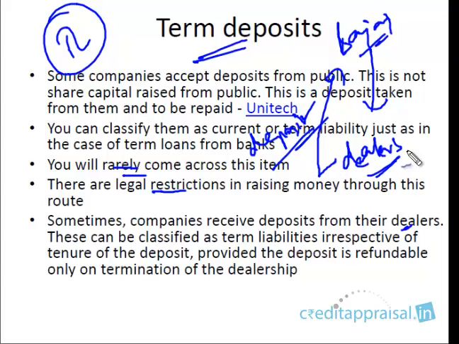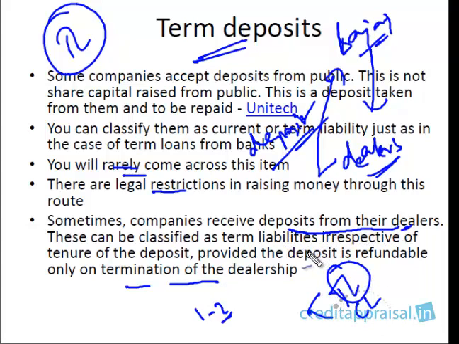It's a liability because the company has taken an amount from the dealers and it has to repay. Maybe at the termination of the dealership. Once the dealership is terminated, maybe then it has to refund this deposit. So it is a liability, right? Now whether it is a term liability or current liability depends on when it is to be repaid. This is not to be repaid within 1 year or 2 years. The repayment arises only when the dealership is terminated, towards the end. So usually it is a term liability. So whenever you see deposits received from dealers, you can safely classify it as a term liability, right?